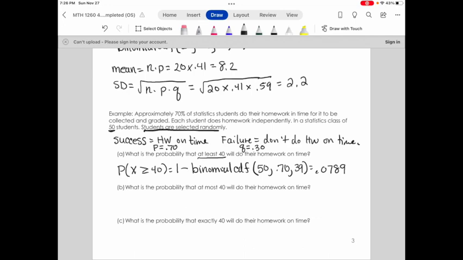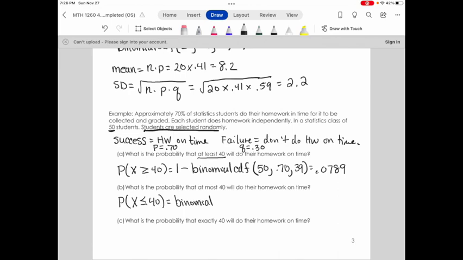Now the next question says, what is the probability that at most 40 will do their homework on time? At most 40 means 40 is going to be the biggest. So we want everything less than or equal to 40. So we want 0, 1, 2, 3, 4, all the way up to 40. That is the CDF directly without having to subtract. We want 0 to 40. We want to count everything up to 40.